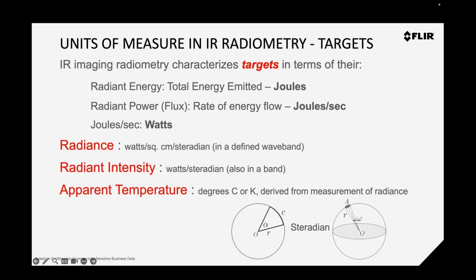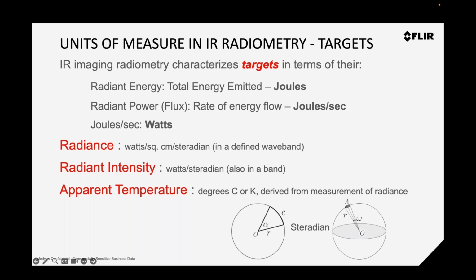To get to radiance, we need an understanding of radiant energy. Radiant energy, the very top unit towards the top of the slide, is the total energy being emitted by an object. This is measured in joules. And then radiant power, on the next row, is also called flux. This is the measurement of the rate of the energy flow from the object, measured in joules per second. It is the rate of the flow of photons over a period of time. Radiant energy is joules, and radiant power is joules per second in summary.